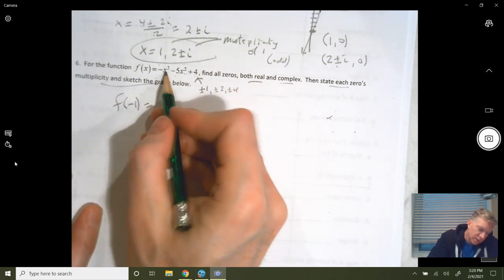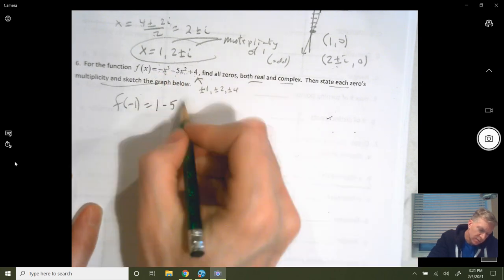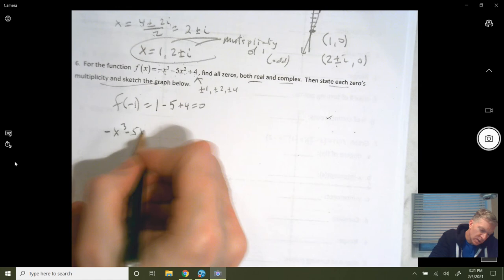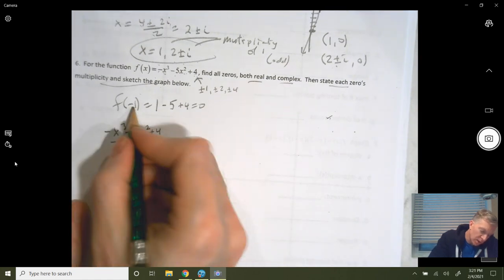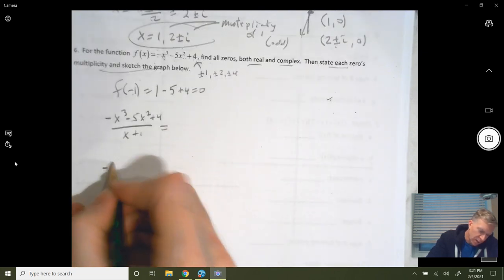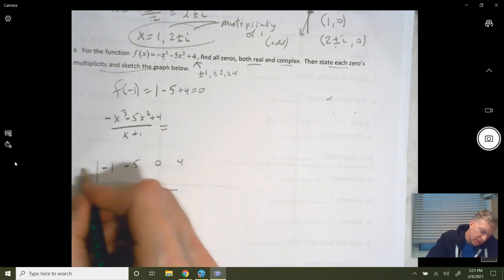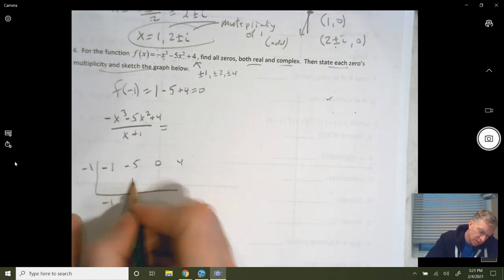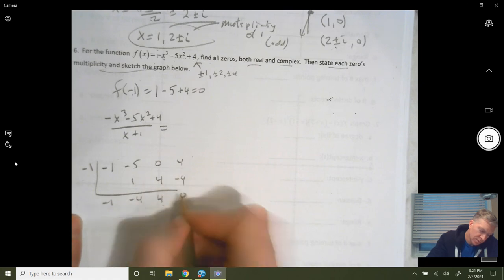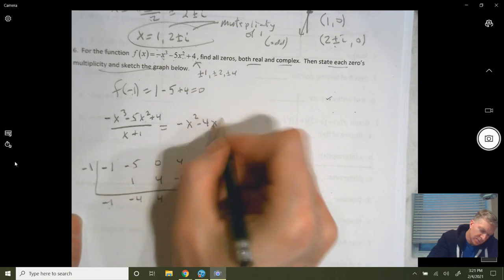So -1 cubed is -1. That becomes a positive 1. Minus 5 times -1 squared plus 4. That gives me 0. So I'm going to take -x cubed minus 5x squared plus 4, and I'm dividing by x plus 1. Let's do synthetic division: -1, -5, 0 for the 0x, and then 4. I'll put a -1 up there, -1, 1, -4, 4, and -4, 0. Okay, so we get -x squared minus 4x plus 4.